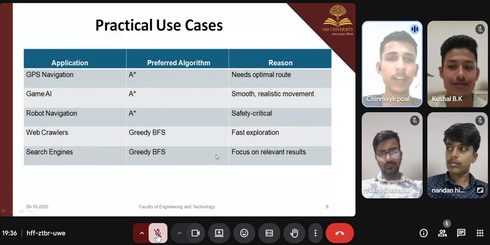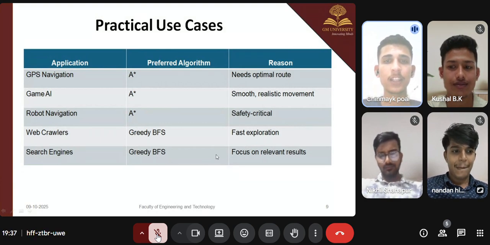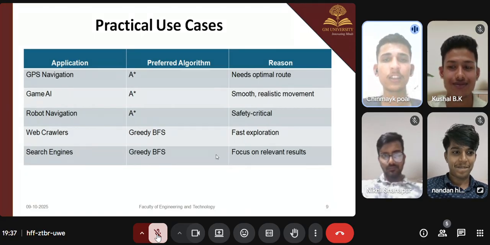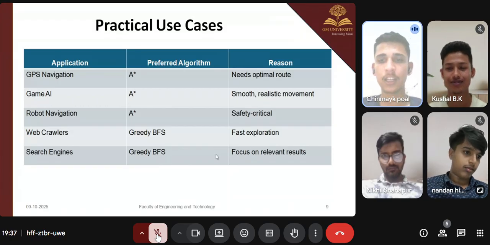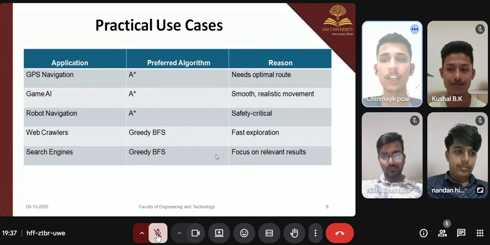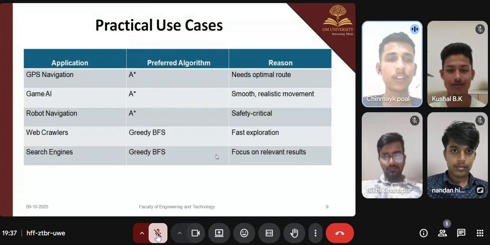Hello everyone, here are the practical use case applications, preferred algorithms, and reasons. In GPS navigation, the preferred algorithm is A star, and the reason is that it needs an optimal route. In game AI, the preferred algorithm is A star, and the reason is smooth, realistic movement.